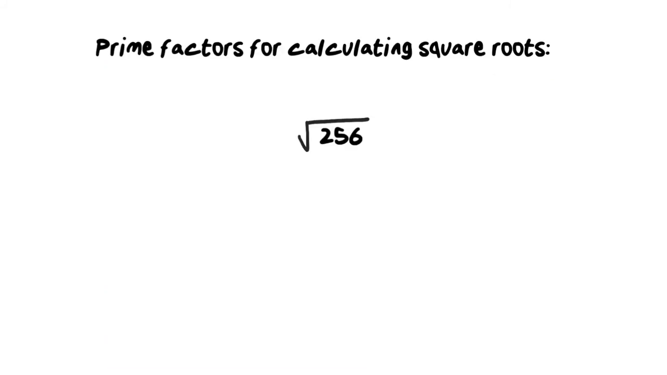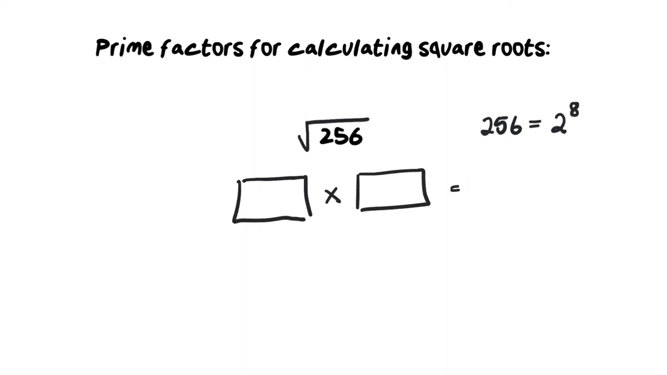You could also be asked to calculate a square root using prime factors. So try on your calculator to find what the prime factors are of 256. Using the shift fact button, you will get 2 to the power of 8. Now, remembering what a square root means, it means something multiplied by that same something gives you 256.